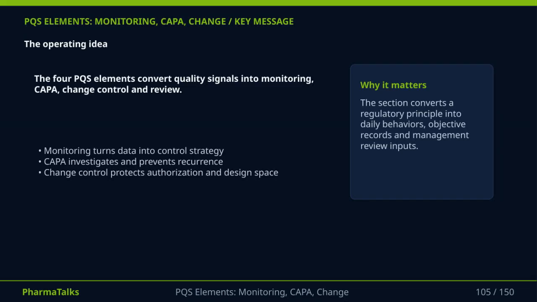Here we focus on the key elements of the pharmaceutical quality system: monitoring, CAPA, and change control. These components work together to transform quality signals into actionable steps. Monitoring involves turning raw data into an effective control strategy, ensuring that processes stay within desired parameters. CAPA, or corrective and preventive action, helps us investigate issues thoroughly and prevent them from happening again. Change control is critical for protecting the authorization and ensuring any modifications stay within the approved design space.